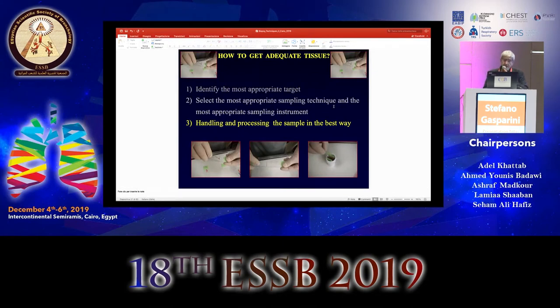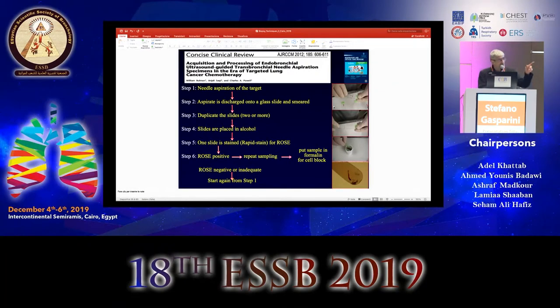The last point is how to get adequate tissue by handling the material in the best way. What we do is this pathway that is taken from an old paper in the Blue Journal. We do this procedure in our routine. We needle the samples. We discharge the material on a glass slide. We smear the material. We duplicate the slides to have 3, 4, 5 slides. And we fix the slides in alcohol.